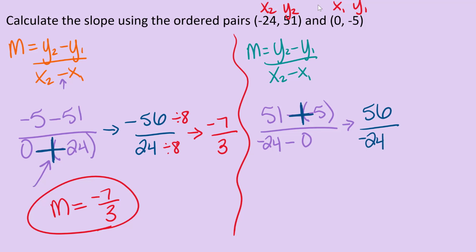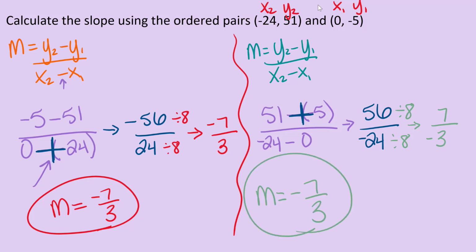If we can reduce, we still have to reduce. So I'm going to divide both the top and the bottom by 8. And so now on top we have a positive 7, and on bottom we have a negative 3. And in reality, that negative can be written in either spot. It can go on the top, it can go on the bottom, it can go in front. But either way, we got the same exact slope. So it doesn't really matter which ordered pair you make which, you just have to keep the order the same.